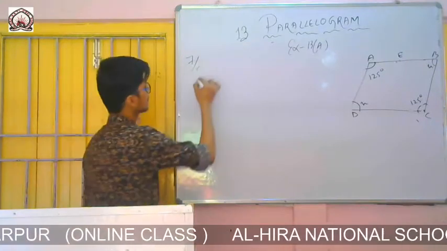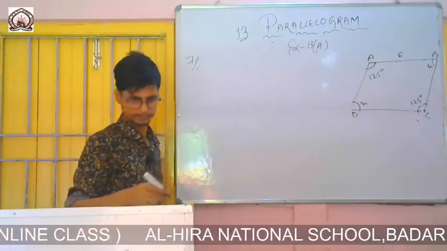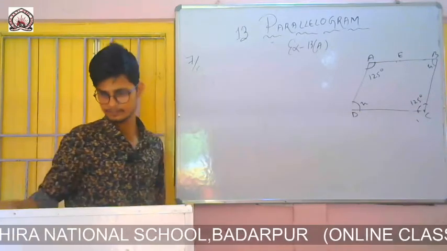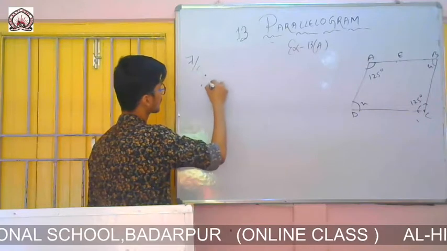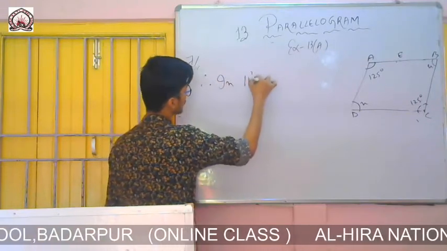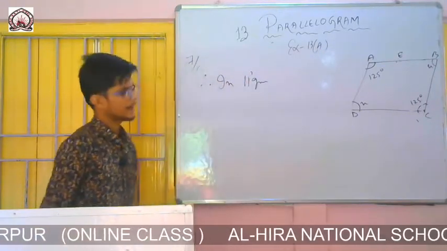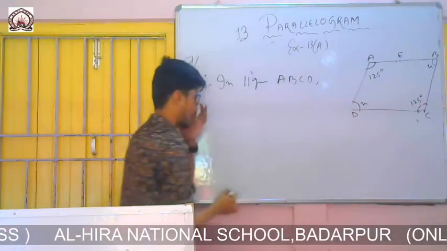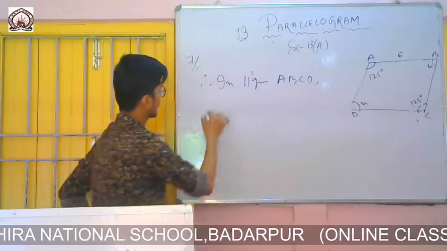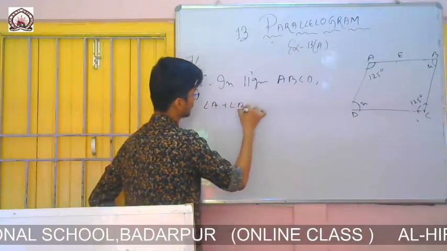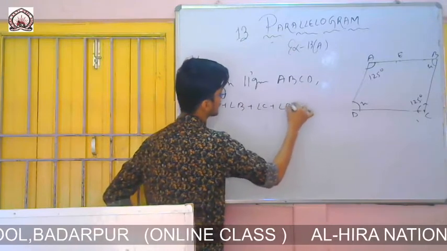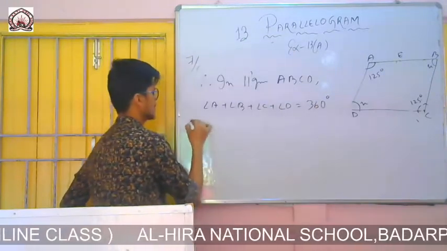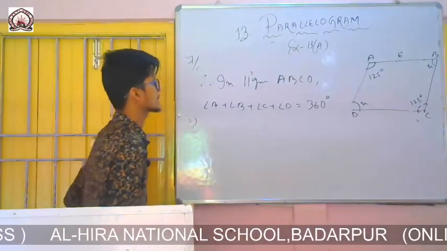So right, in parallelogram ABCD, angle A plus angle B plus angle C plus angle D will be equal to 360 degrees. These are the sum of the angles. We know it is equal to 360 degrees.